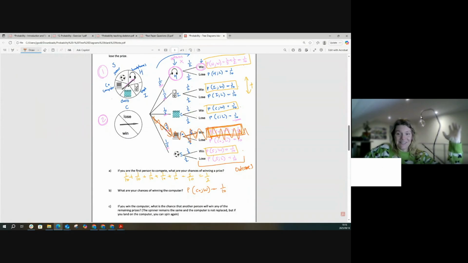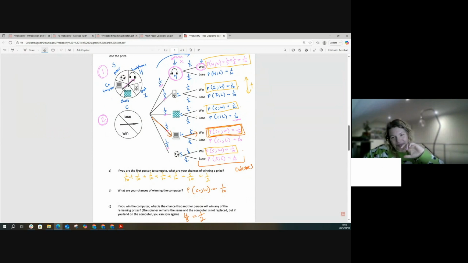Do you see? So we have 4 of the 8 options where we would win. 4 of the 8 options, which means you still have a half a chance of winning. It was sneaky, but it's a higher order question, this one. It would have been like a 1 mark question. It was very sneaky.